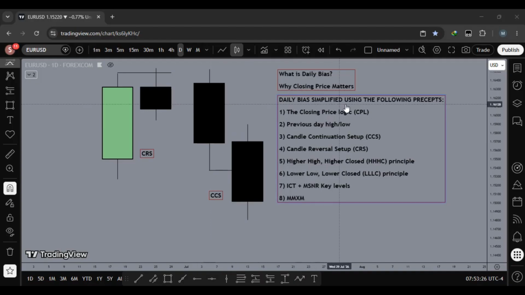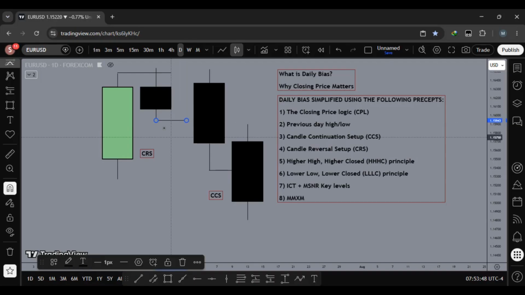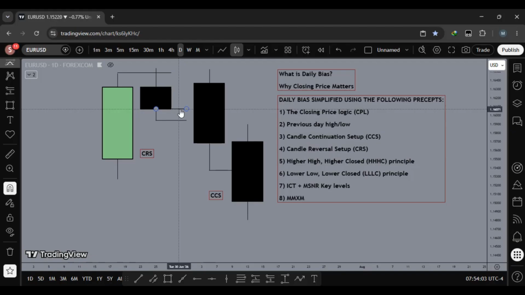Now, the daily bias is simplified using the following precepts. Number one, the closing price logic. What it means is that if we have something like this, let's say we have a CRS, we will not just conclude that our draw on liquidity will be this. Yes, we know our draw on liquidity will be that. So we know that price will definitely come down because it's a reversal. However, we need to mark the closing price. It is the closing price that will tell us whether price will go up or it will go down.